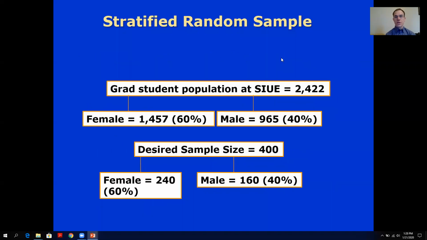So let's use this stratified random sample as an example. Let's say you want to look at a sample of the grad student population at SIUE, and you want it to be representative of both females and males. You can see there are over 2,400 grad students at SIUE, and it breaks down to about 60% female and 40% male.